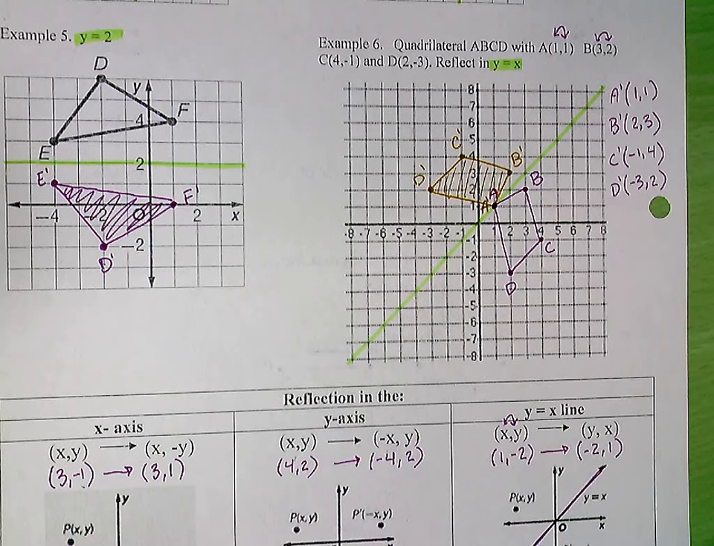Questions on reflections, either in a line that's not the x or y axis or the y equals x line? You won't need to reflect in any other slanted line. They're all going to be straight. But you will have to know the difference between a y equals and an x equals if it's horizontal or vertical. So just keep that in mind.